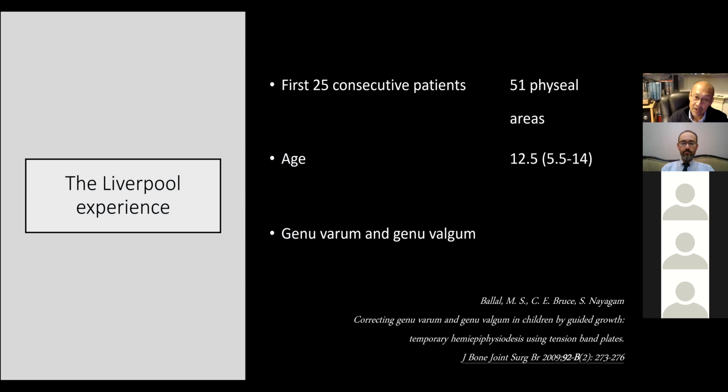We also found a similar effect using the 8-plate. We've done well over 250 cases in Liverpool now, but our first 25 patients was a very early experience. We published in 2009, and we looked at 51 physes that were treated with the average age of insertion around 12.5. The youngest was over 5 years old. And these were cases of genu varum and genu valgum.